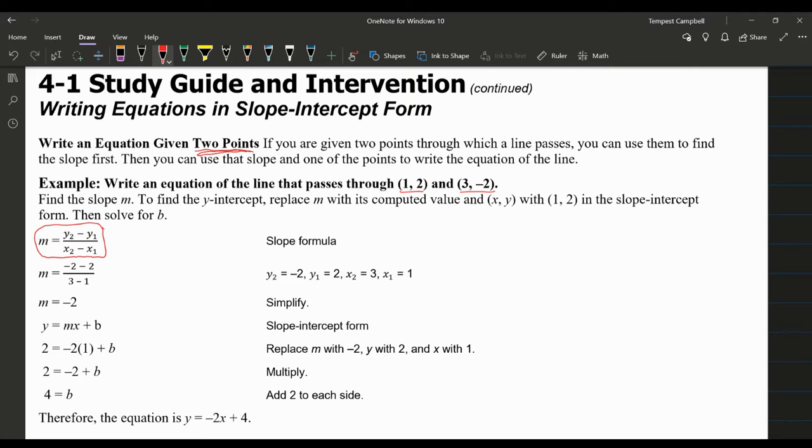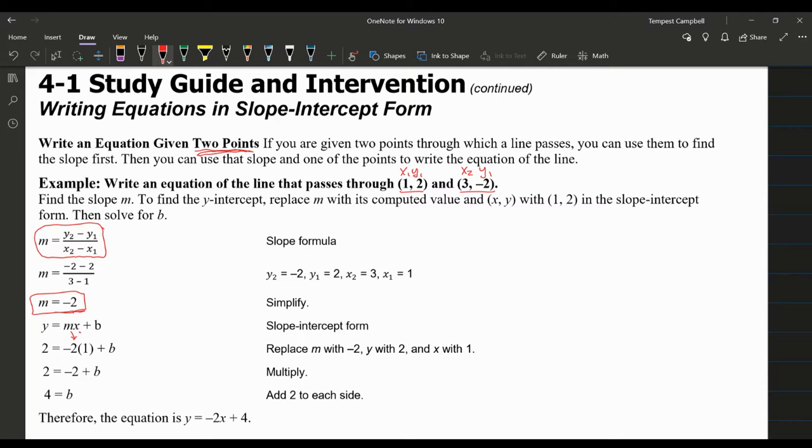So we're going to plug in, and sometimes it helps to write x1, y1, x2, y2 right above it. And so that tells us we have negative 2 minus 2 over 3 minus 1. So that's what we have. And so now we simplify that. We get our slope equals negative 2. We're going to plug that in.